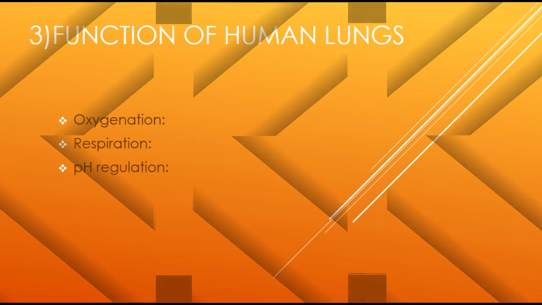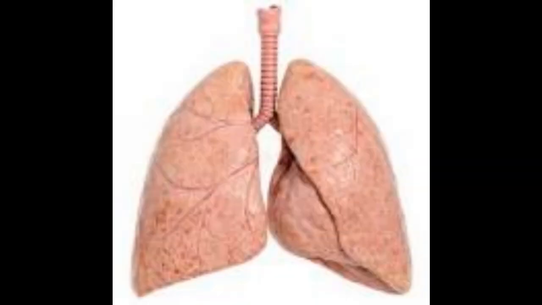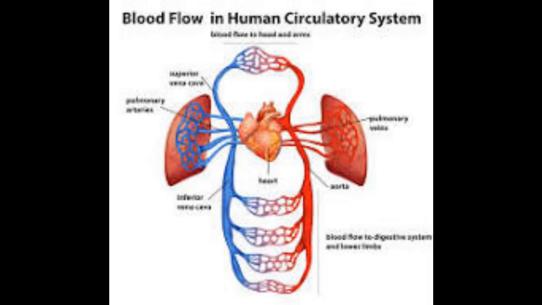3. Function of human lungs. A. Oxygenation. The main function of the lung is to bring oxygen into the body and remove carbon dioxide from the body. B. Respiration. The exchange of gases such as O2 and CO2 between air and blood is due to the lungs. C. pH regulation. Lungs also help to regulate the body's acid-base balance and maintain it normal.